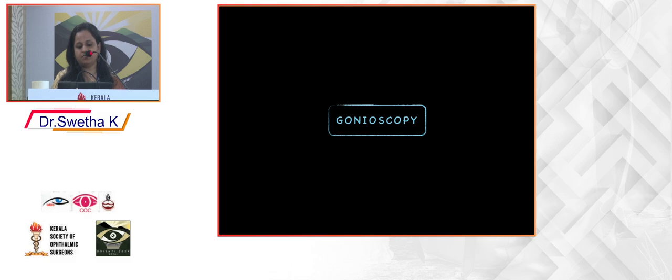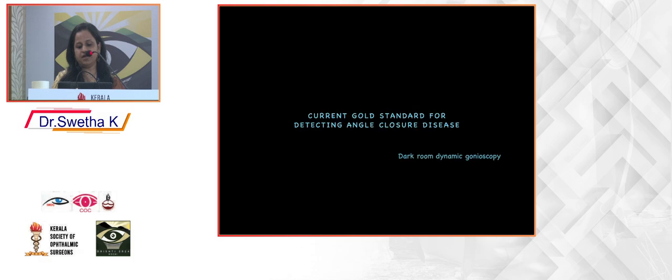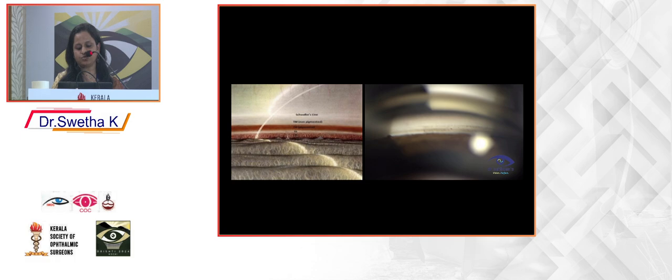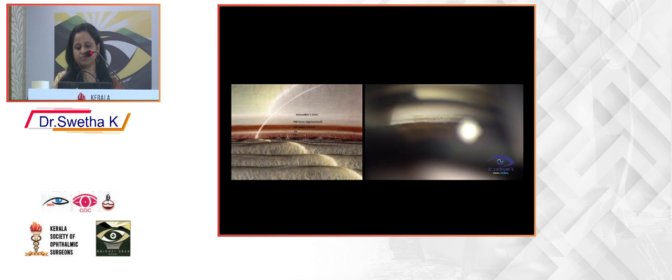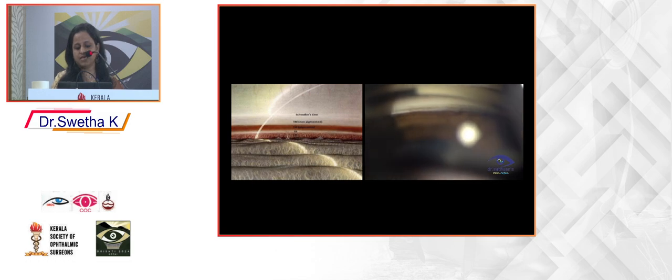The most important test that we have is gonioscopy. This is still the current gold standard method for detecting angle closure disease. Especially it has to be done in a dark room, the dynamic gonioscopy. So here you can see the real-time image of a gonioscope, an open angle, where you can see the Schwalbe's line, non-pigmented trabecular meshwork, pigmented trabecular meshwork, scleral spur, and the ciliary body band on the right side.